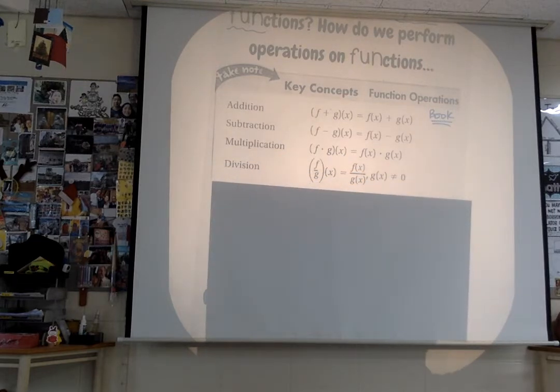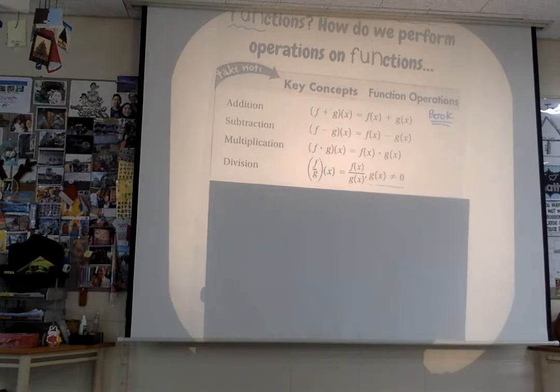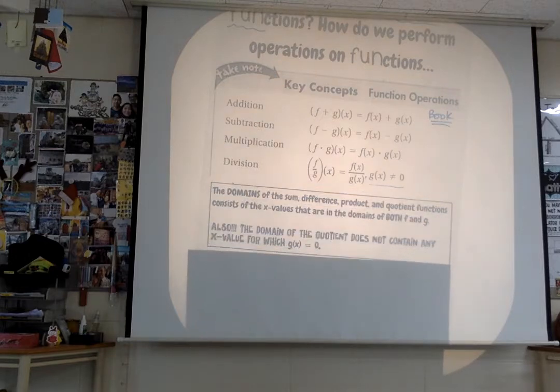Division, alright, is f divided by g of x is equal to f of x over g of x, where g of x is not equal to 0, because we all know that it's a quotient, the denominator cannot be 0, right? Okay, and that's what this statement here reiterates. Read over that if you have to. Please stop the video and look at that.